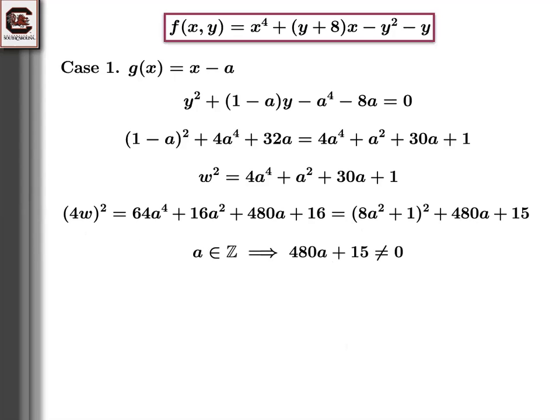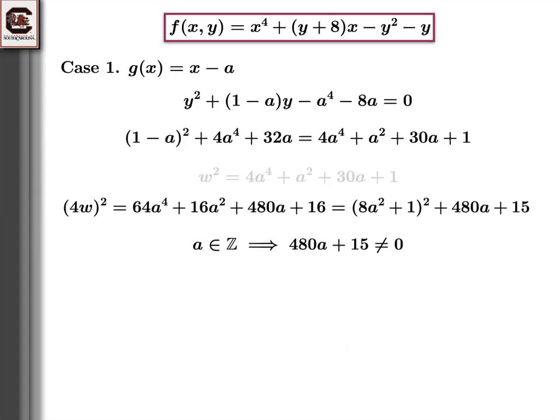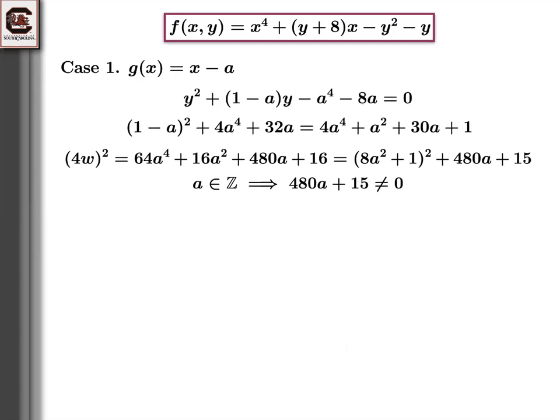If a is an integer, we can see that this is not 0, because if you solve here for a, of course, you're not getting an integer. So either 480a plus 15 is bigger than 0 or it's less than 0. So I'm going to look at those two cases. They're both fairly quick once you look at them.